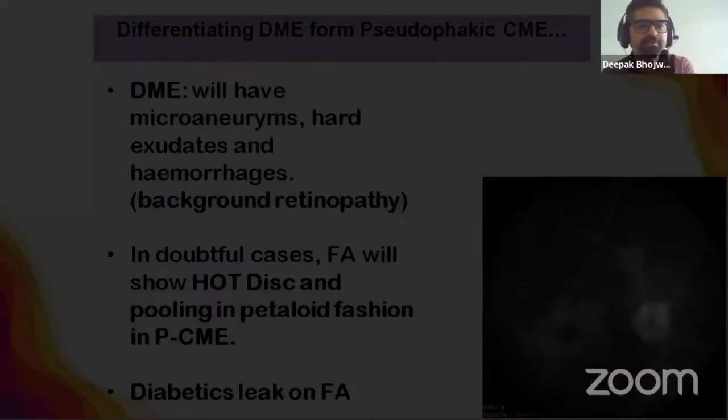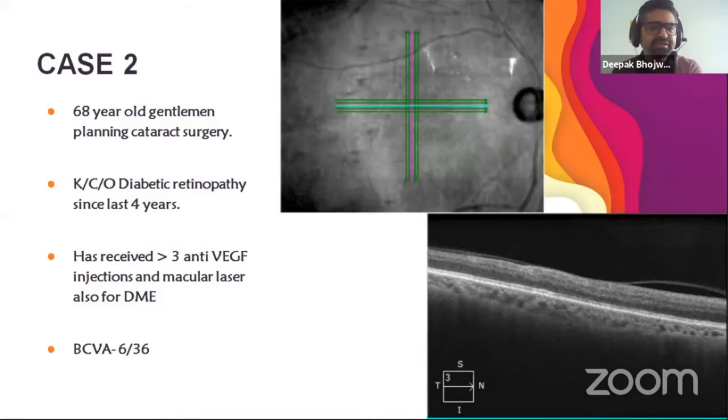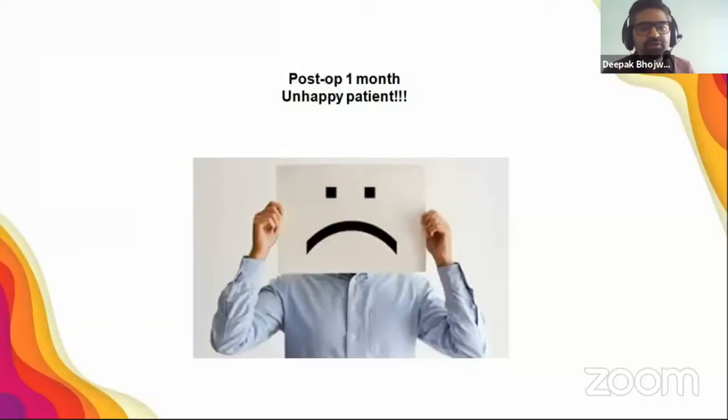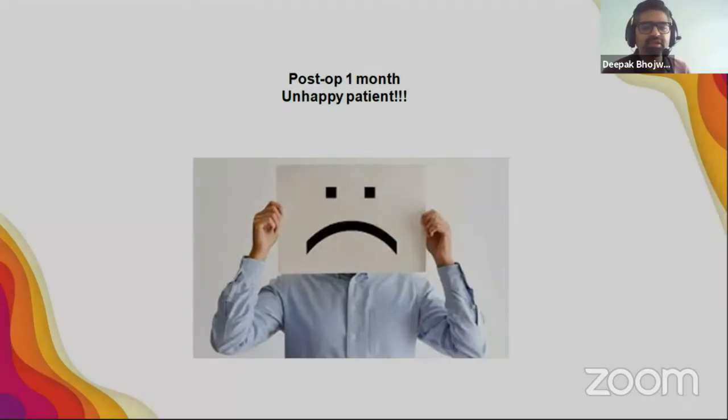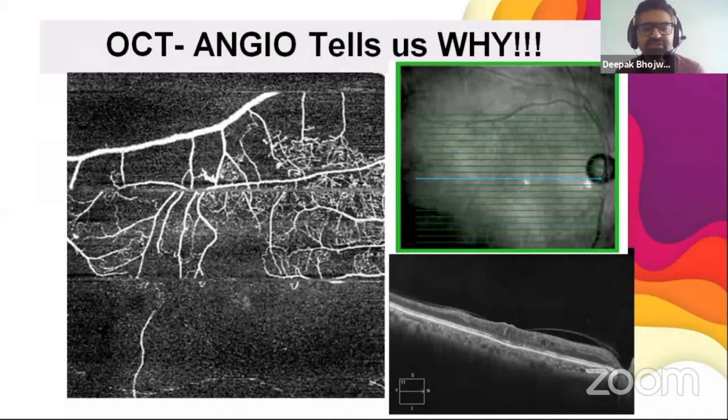So coming to the second case, he's an aged gentleman, a known case of retinopathy, who has received multiple injections. Now he's been advised cataract surgery. On retina, everything was good. The patient underwent cataract surgery, but he was unhappy because he did not find any visual gain. Why? Because diabetes per se is a vascular disease.